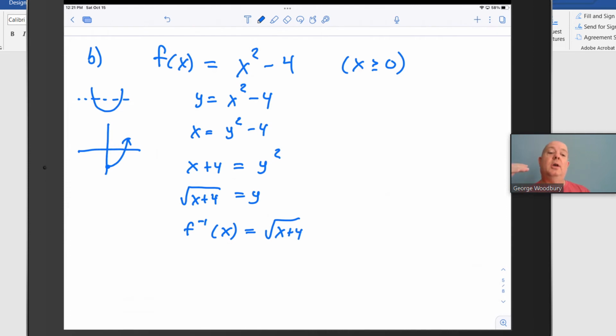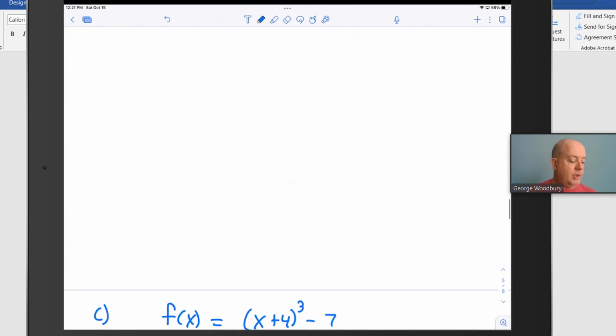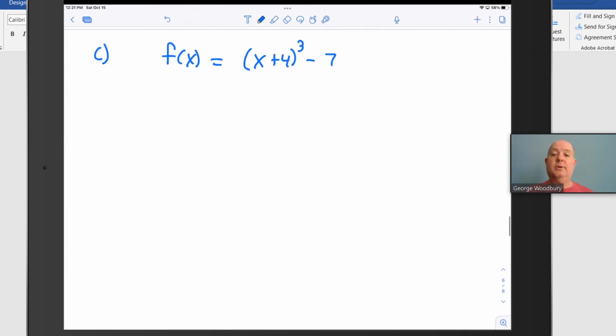By the way, the domain of the original function was x is greater than or equal to 0. The range would be y is greater than or equal to negative 4. That needs to be the domain of the inverse function. So here, we're going to say that x is greater than or equal to negative 4. All right, one more to go. This is one that's cubic.